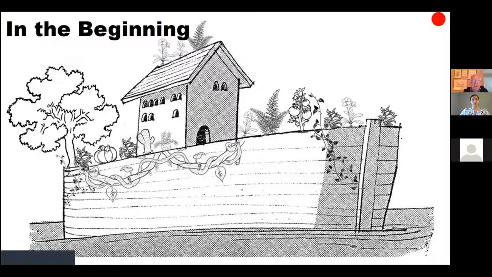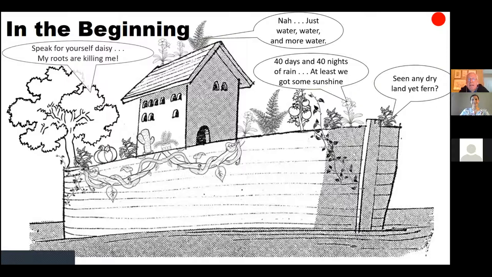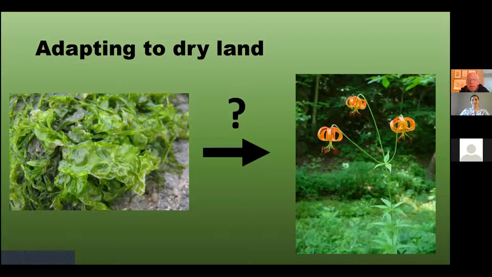So let's go back to the beginning. This is the actual way Noah's flood happened. They weren't animals in the ark, they were plants, because everyone knows you'd have to have plants before you can have animals. And so let's go back to kind of the original colonization of dry land.